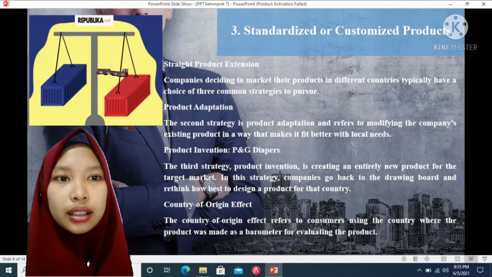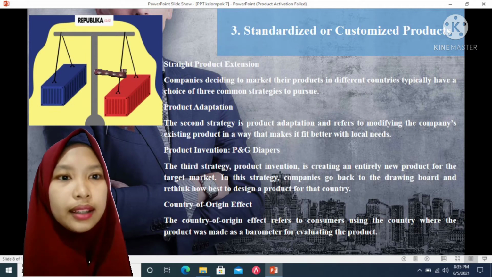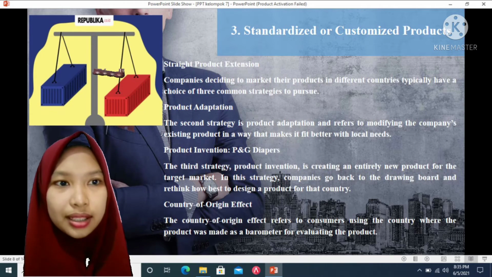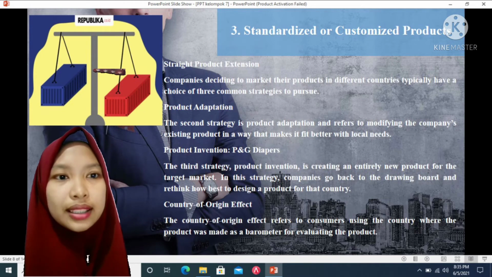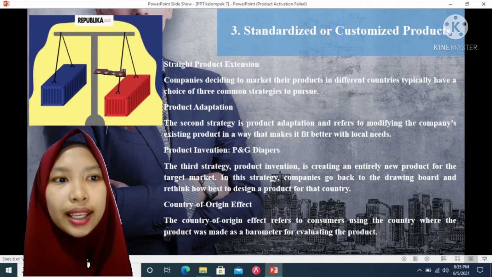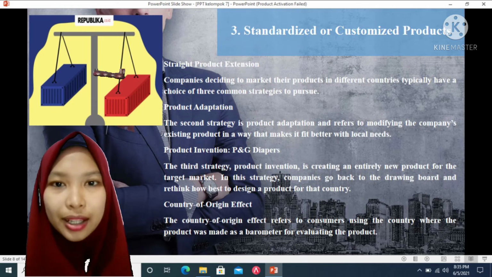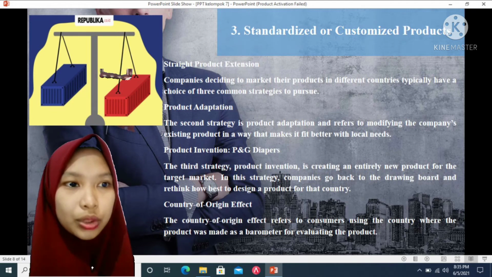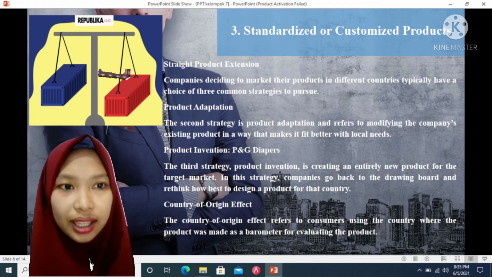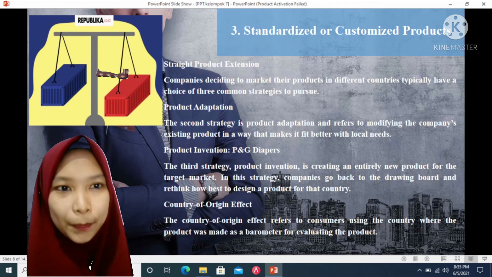That is the second strategy, product adaptation. Next, product invention, P&G diapers. The third strategy, product invention, is creating an entirely new product for the target market. In this strategy, companies go back to the drawing board and rethink how best to design a product for that country.